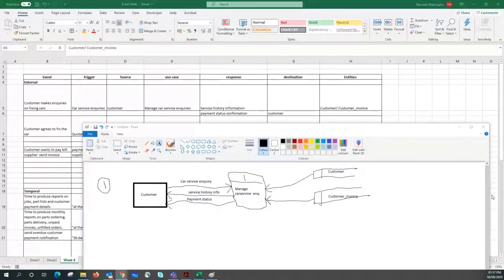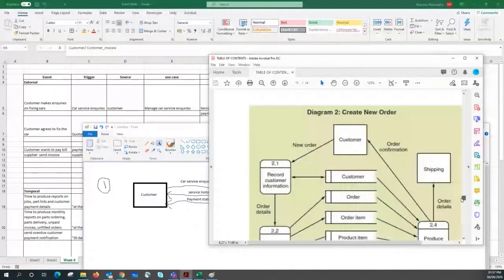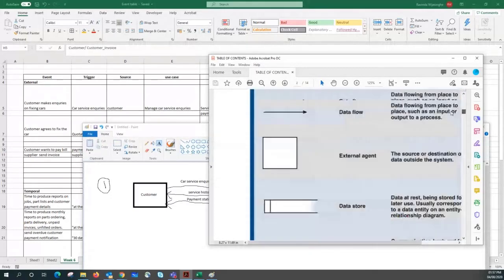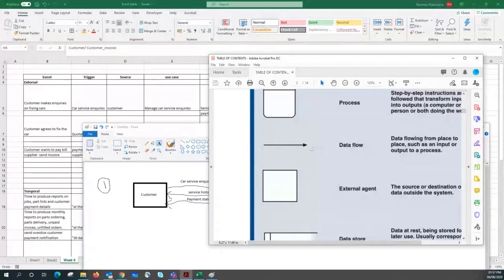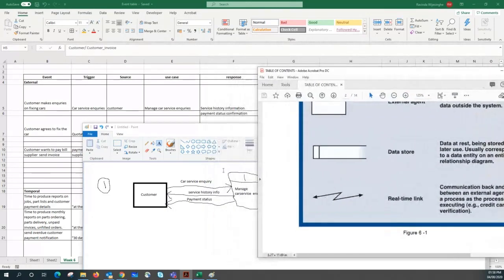Trigger. No, trigger is not the zigzag line. This is the trigger. For the trigger we normally use the normal data flow line here. This is the data flow. This is the trigger. Zigzag line is for the real time link. What do you mean by the real time? For example, if the customer paid by credit card, we need to see whether the credit card is valid, etc., by connecting to the bank, right? So that is the real time link. That is an exact link, right? Right. So in this case, the trigger is the inquiry.